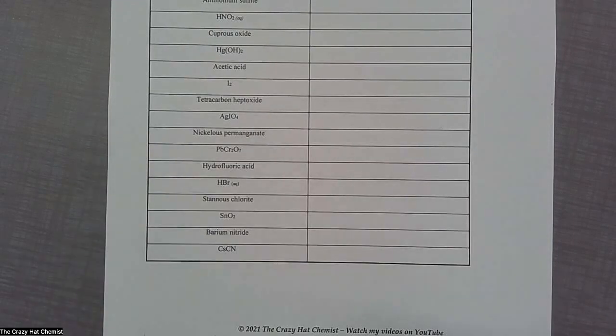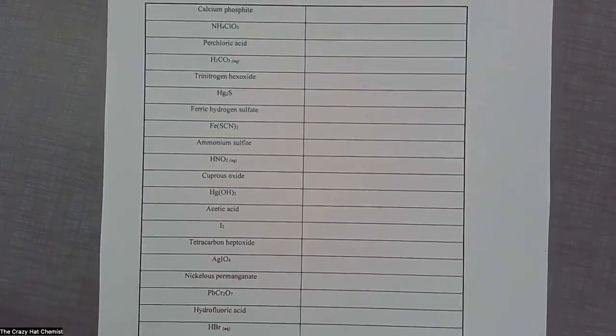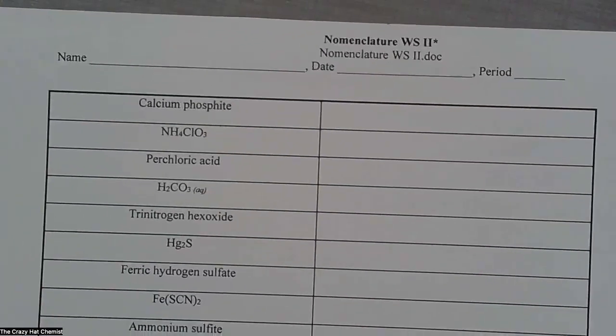So without further ado, I'm going to assume that you have periodic trends and charges known and memorized, and your polyatomic ions and charges known and memorized. Then we're going to get right into this.